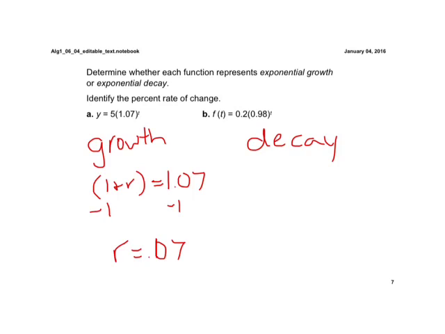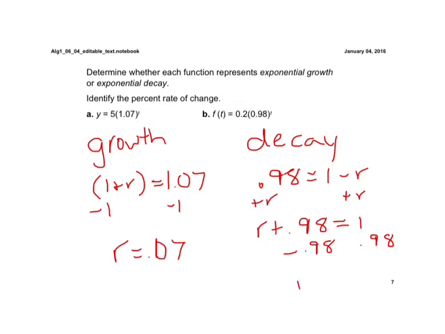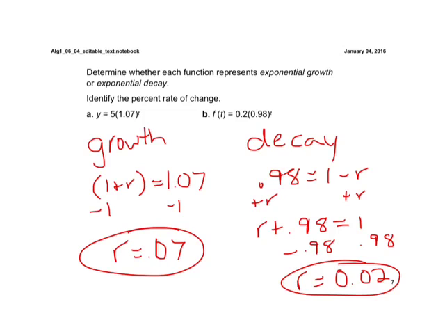So if we have 0.98 is equal to 1 minus r, and we're going to solve for r, think back to earlier chapters, let's first add r to both sides. So we have r plus 0.98 equals 1. Now to solve for r, we're going to subtract 0.98 from both sides, and we're going to get our r to equal 0.02. And that's how we're finding our percent rate of change.